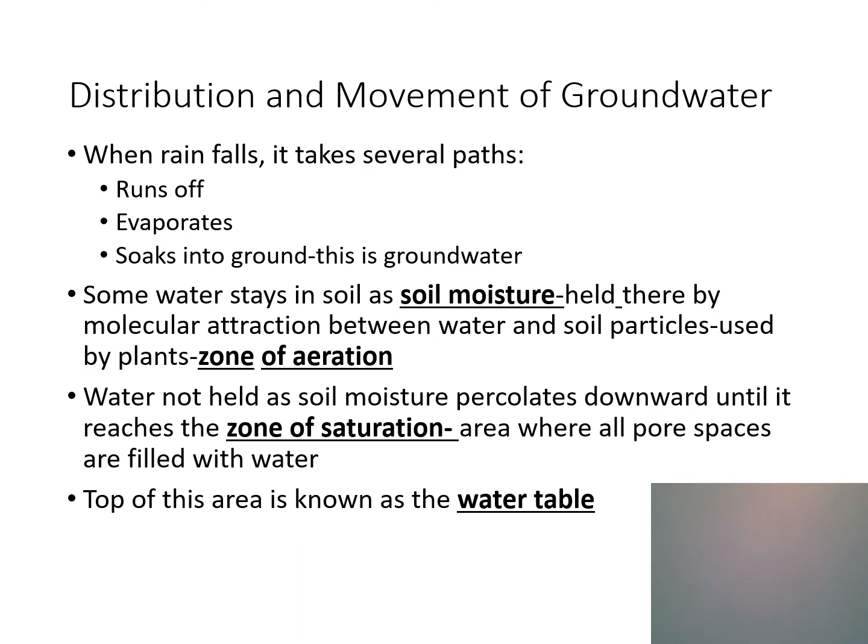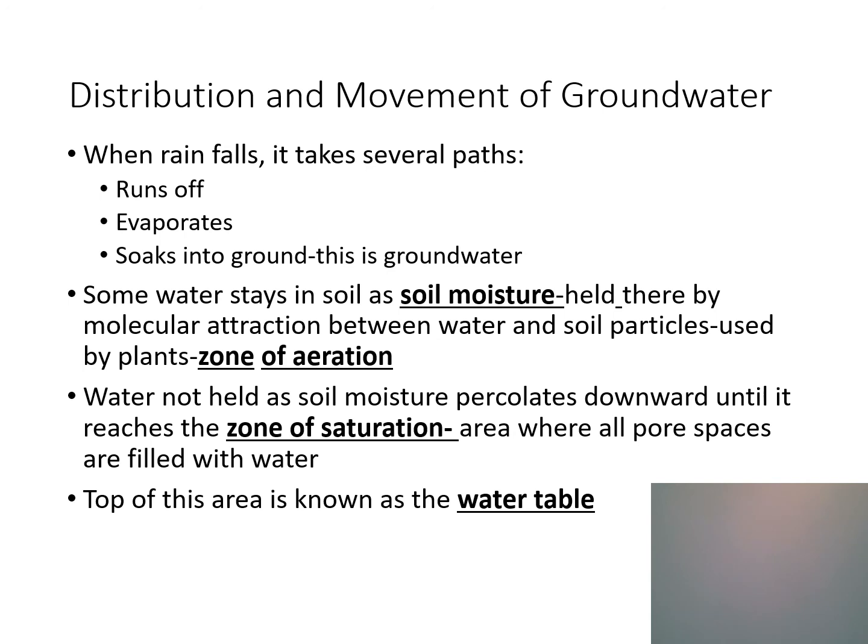Some water will stay in the soil, and that is soil moisture. It's held there by the molecular attraction between water and the soil particles, and this is the water that's used by plants. If you ever plant anything in the garden, this is what you'll be digging in. You're digging into that unsaturated zone. So what's there? There's oxygen there, there's soil particles there, and there's soil moisture there.